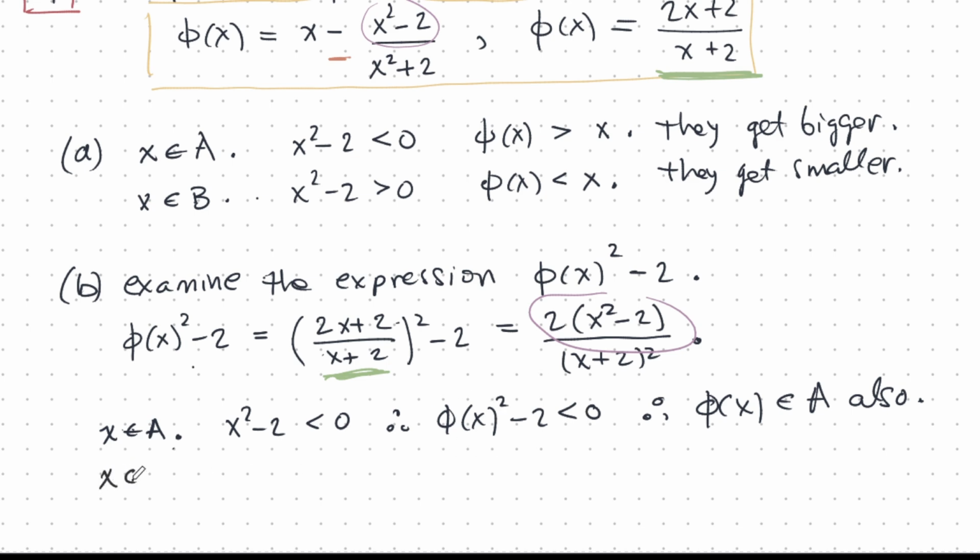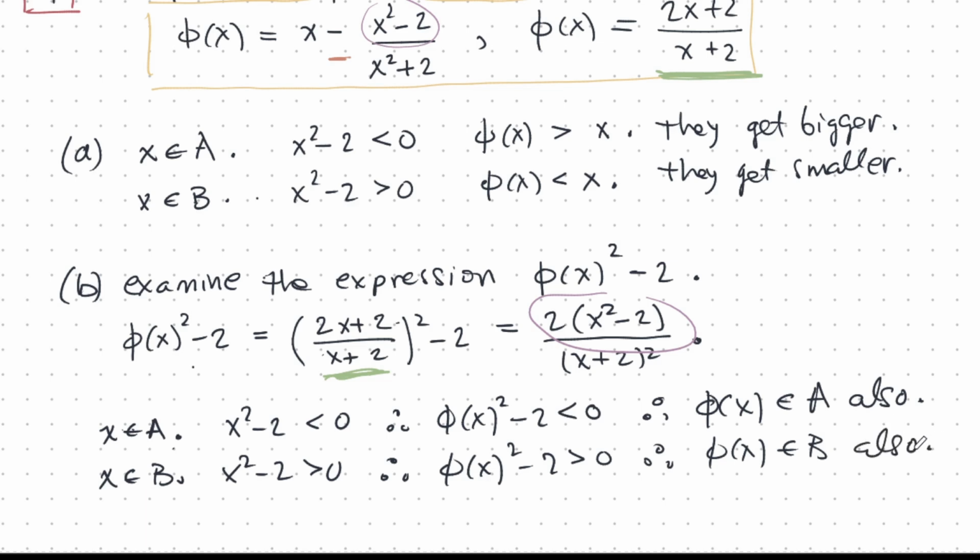So let's now choose x in B. When x is in B, x squared minus 2 is bigger than 0. Again, the same phenomenon happens: phi of x squared minus 2 is now bigger than 0, and so phi of x is in B also. So when x is in A, all the iterations under phi are also in A, and when x is in B, all the iterations of phi are also in B.